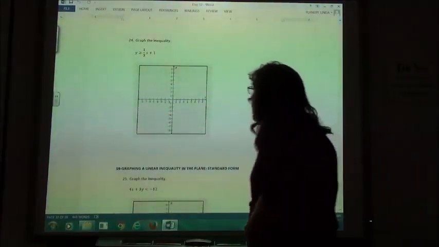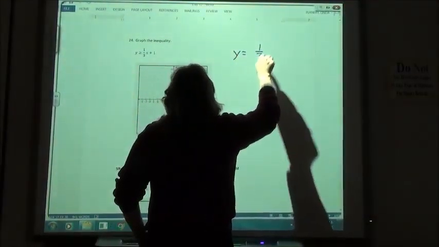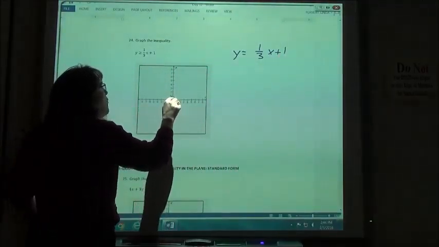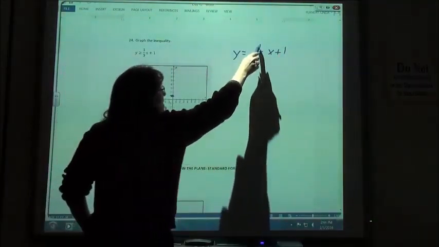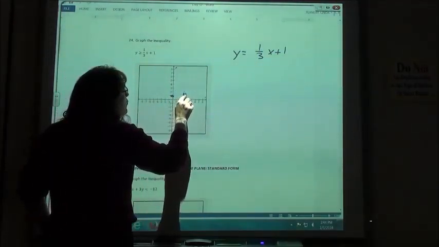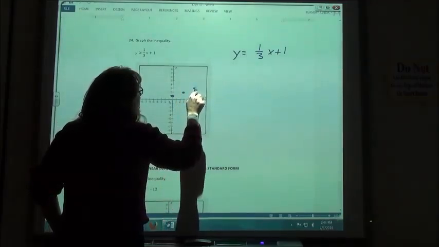Number 24 then, I'm going to pretend that says y equals 1/3 x plus 1. My y-intercept is positive 1. My slope is positive 1/3, so I'm going to go up 1 and over 1, 2, 3 to the right.